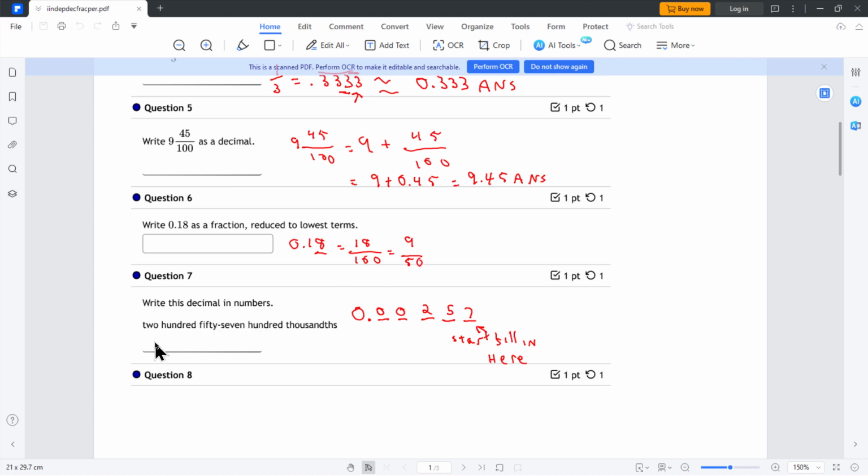Write the decimal as numbers. In this case here, we have 257 hundred thousandths. So I see the phrase hundred thousandths. So I count out hundred thousandths here. Tenths, hundredths, thousandths, ten thousandths, hundred thousandths. Then I backfill 257, and then I put 0 placeholders there. Start filling in here. I have a little arrow there.